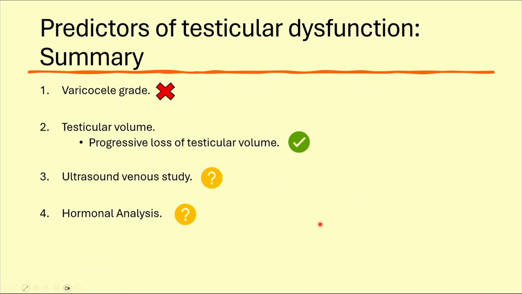After all of this evidence, let's just summarize the predictors. So far, the varicocele is not a good predictor. Testicular volume, or rather the progressive loss of testicular volume, was a good indicator. And of course, we don't rely on one reading. We rely on a couple of readings over a period of time. Ultrasound is still questionable, promising, and recognized by the guidelines, however, no recommendation yet. Hormonal analysis is still a bit far behind the ultrasound venous study.